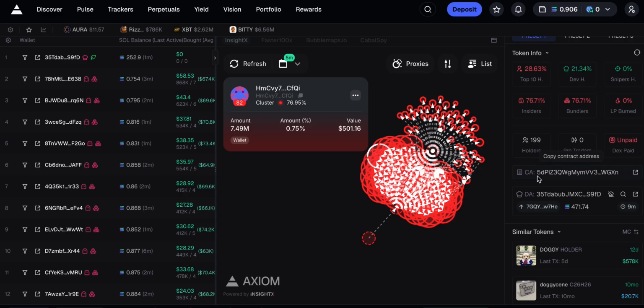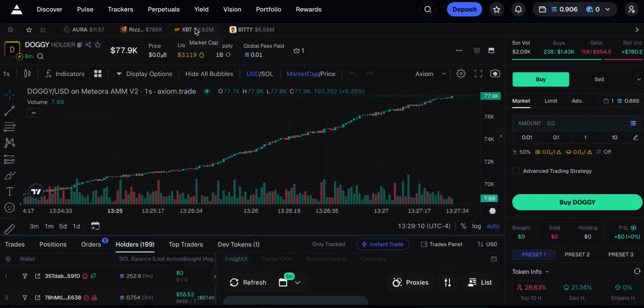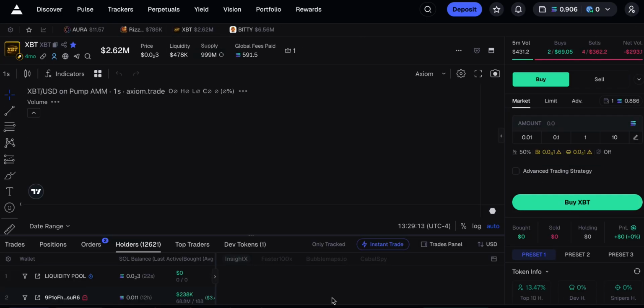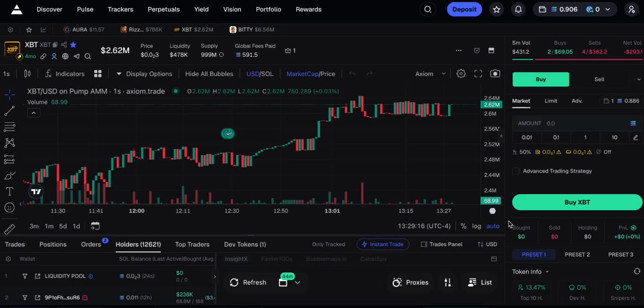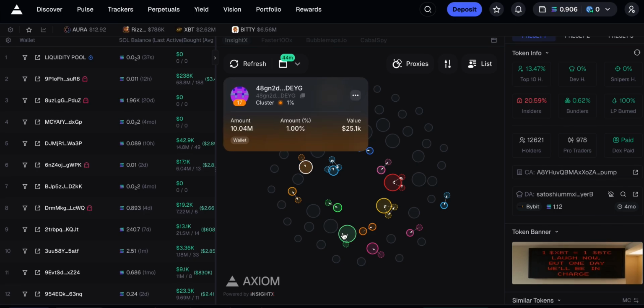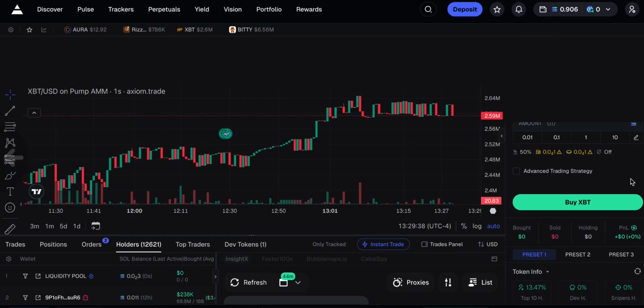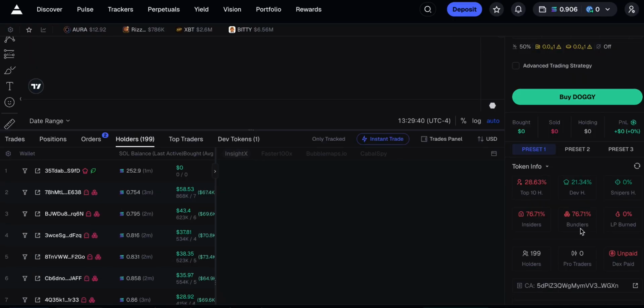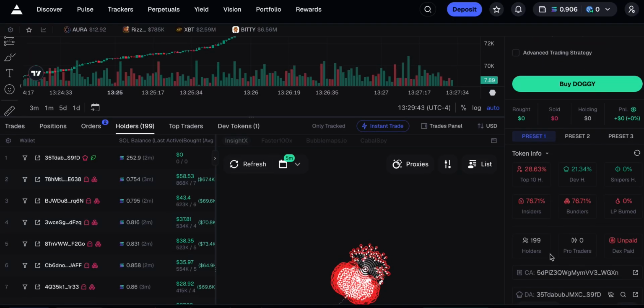And if you compare this to a coin with good bubble maps, I'll pull it up real quick. It would be a lot cleaner, and the bubble distribution would be a lot cleaner. Just for the sake of this, I'll pull up XBT. As you can see, there are no big bubbles overlapping. It's just a bunch of small bubbles. This guy's holding 1% over here, and all these people are holding about 2%. However, in the last chart, as you saw, this guy was holding literally 76% of the supply.